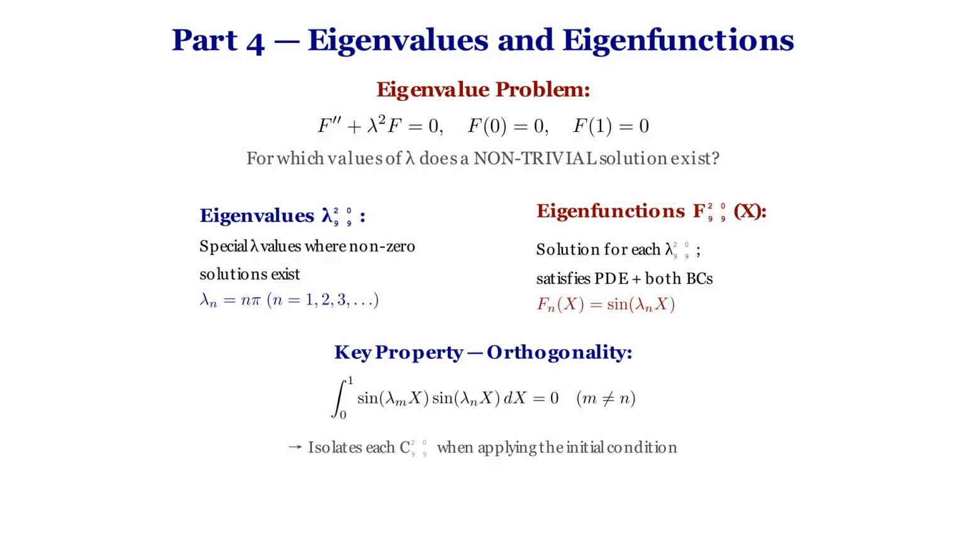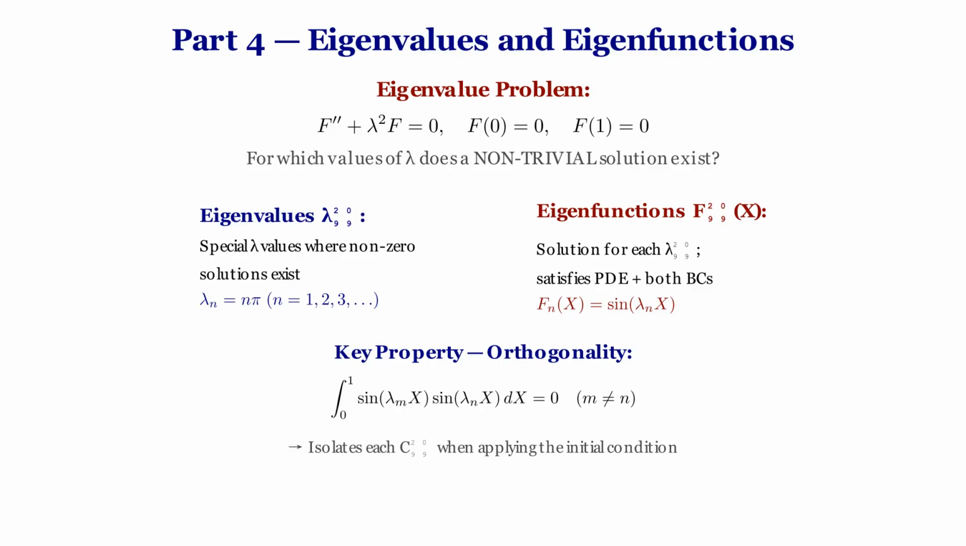Why do eigenvalues matter here? Because the full solution is built by superimposing all eigenfunctions together. The general solution is an infinite sum. Theta equals the sum over n from 1 to infinity of cn times fn of x times gn of tau. Each term fn of x times gn of tau is one eigensolution. It satisfies the PDE and both boundary conditions on its own. The coefficients cn are determined by the initial condition.